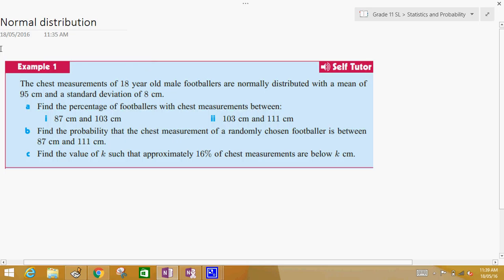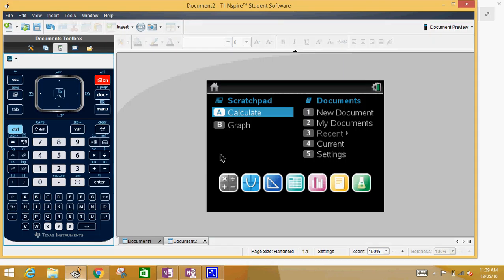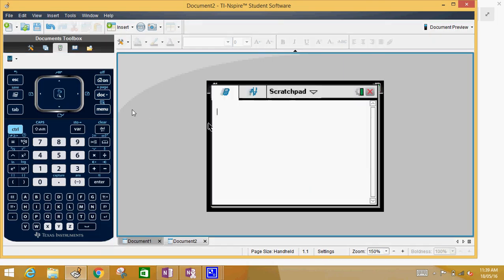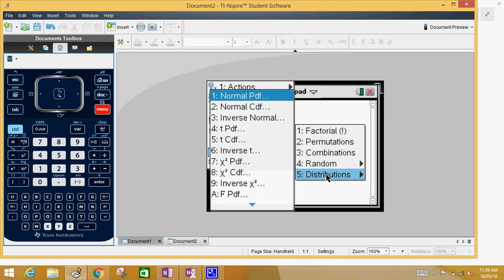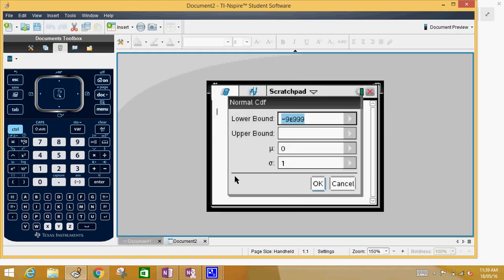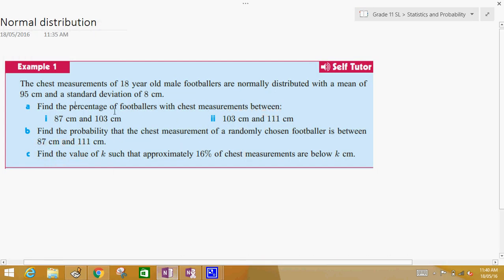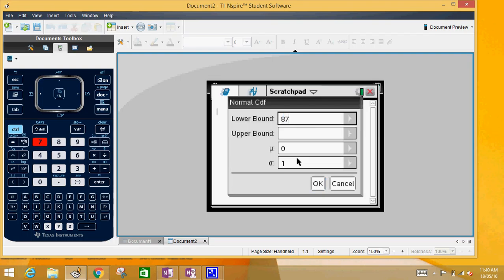So the first one, if you get the numbers and you have to find out the percent, the way to do this is you put it into the calculator, go calculate. This is a probability question, it's a distribution, it's normal distribution. So what we're going to use all the time is normal CDF when you have the numbers. So it gives the lower bound, the upper bound, the mean, and the standard deviation. Well, for this question, we're trying to figure out between 87 and 103, so the lower bound is 87. The upper bound is 103.